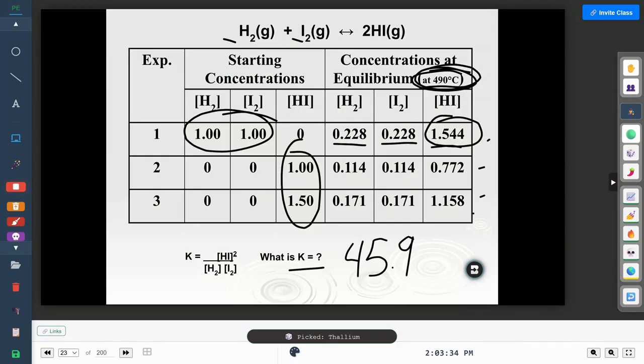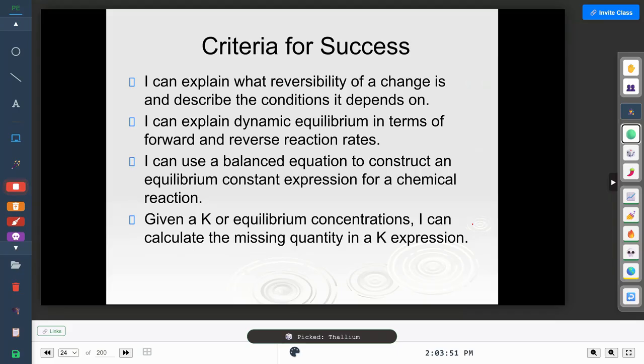Product favored because it's bigger than 1, right? Way bigger than 1. And so this is really product favored, right? You're not going to have very much of the hydrogen and iodine at all anymore. It's going to be mostly all hydrogen iodide, okay? So that's how we would do a problem like that.